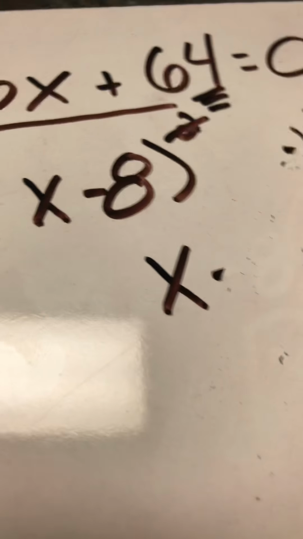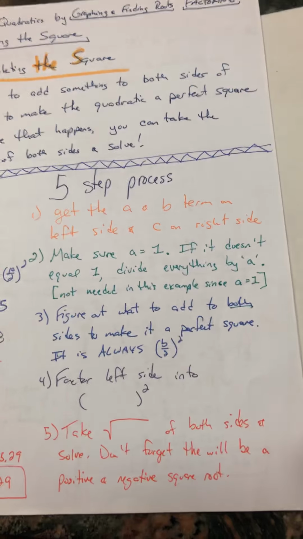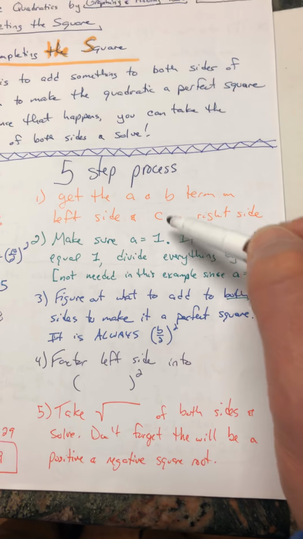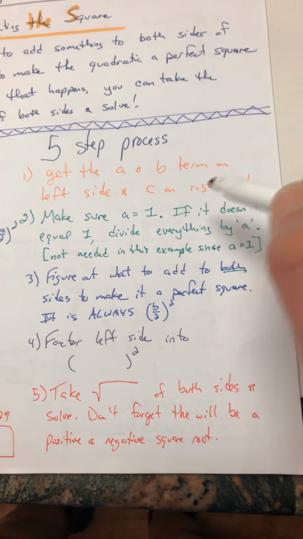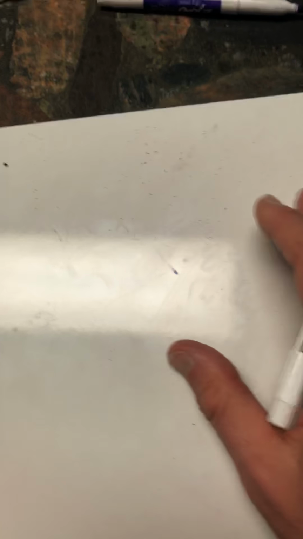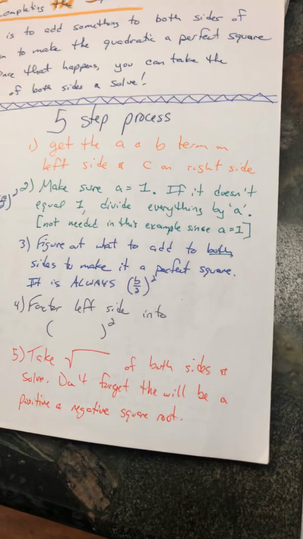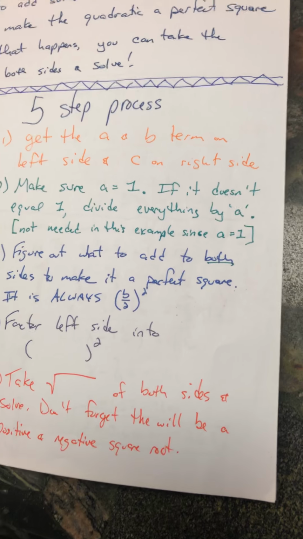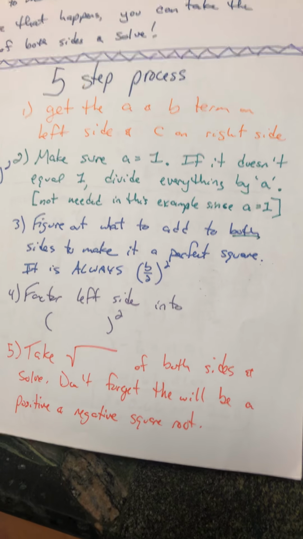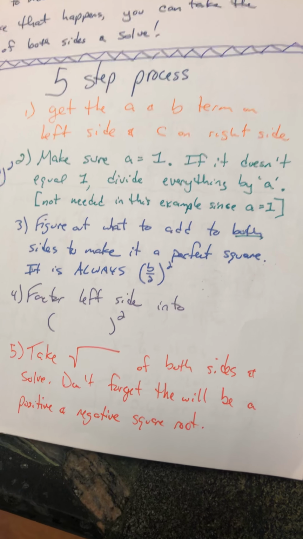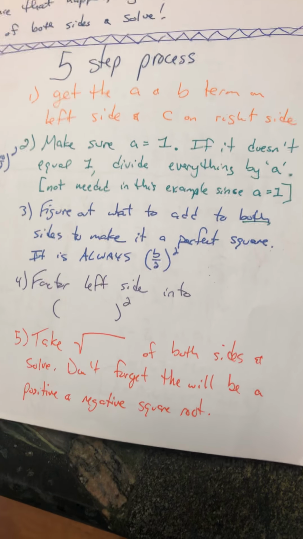Let me go through another example. Hopefully in the beginning here, we're going to keep it somewhat simple. There are a couple of rules for this. The rules here are a 5-step process. We want to get A and B on one side and get C to the other side, unlike factoring. The A value has to be 1, and we're going to keep it pretty simple right now. We're going to keep it at 1 for the most part, but if it's not 1, we just divide everything by that value. Then we have to figure out what to add to both sides, and that's always going to be b divided by 2 squared. And then we're going to factor the left side. It should be a perfect square trinomial, and then take the square roots and solve.